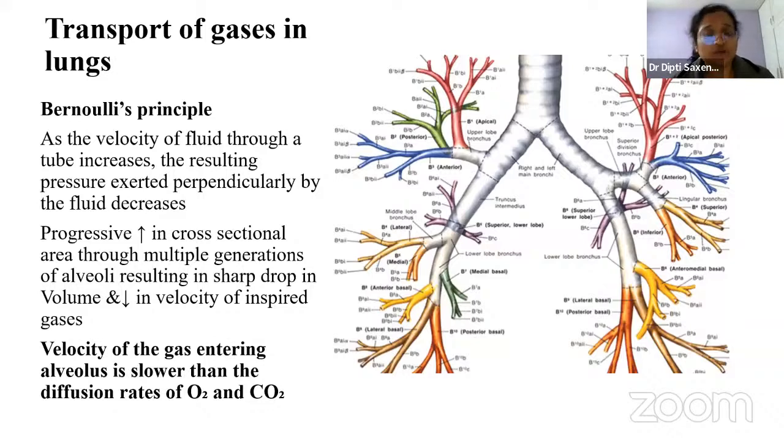This is a very important aspect because it helps in diffusion of gases. There is a progressive increase in cross-sectional area through multiple generations of airways, which results in a decrease in velocity of inspired gases. So the velocity of the gas entering the alveolus is lower than the diffusion rates of oxygen and carbon dioxide. This is one of the aspects that makes the pulmonary gas exchange system very efficient, because it takes hardly one-third of the length of the capillary to have that gaseous exchange. The diffusion is so fast because the velocity of the gas is almost zero at the alveoli.